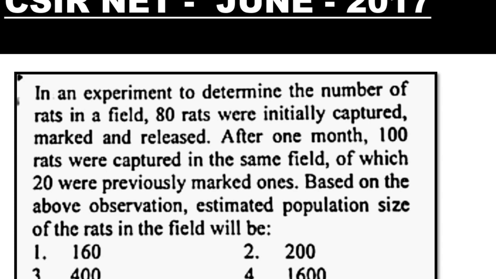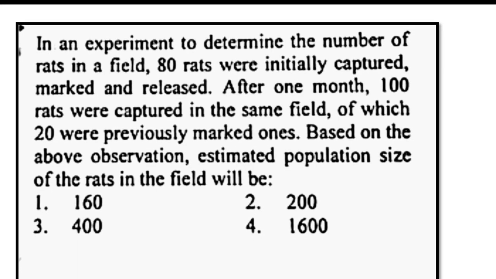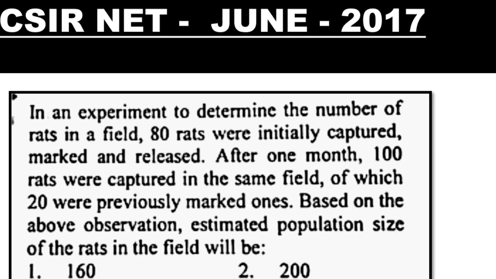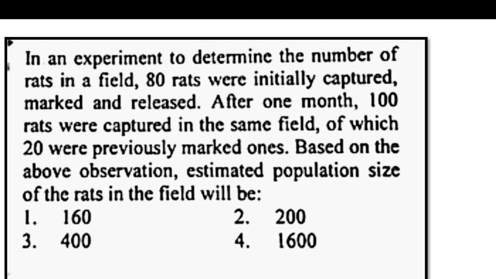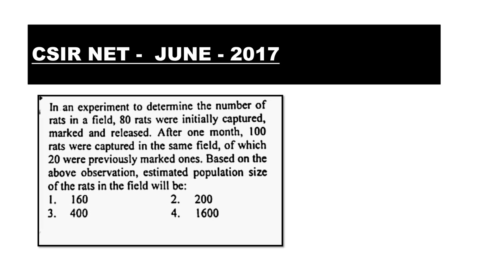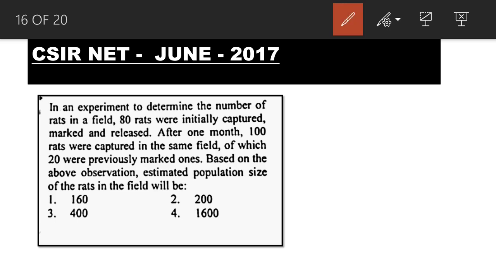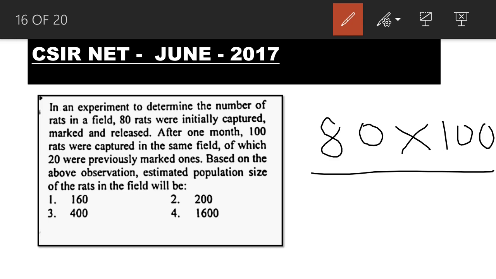So you just have to put in the values, and depending upon the values given you can easily calculate with the help of the formula and find the answer. It was asked in the June 2017 attempt, and it is a very easy question if you know the formula. What is my first sample size? That is 80. And what is my second sample size? That is 100. And what is the number of marked individuals previously? 20. So by applying the formula, I can calculate it very easily.